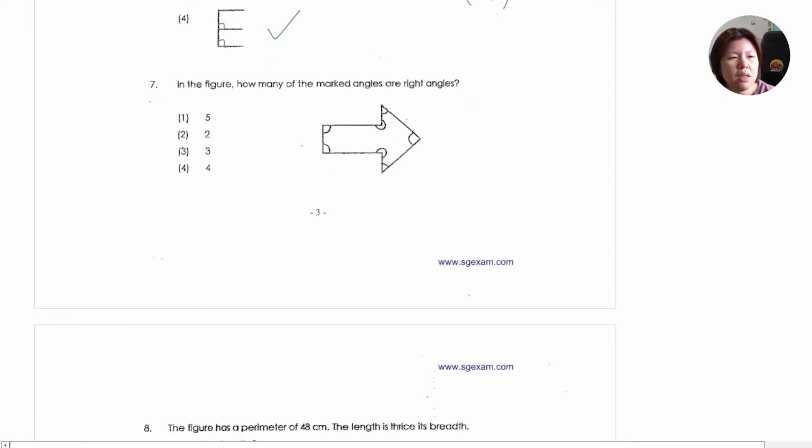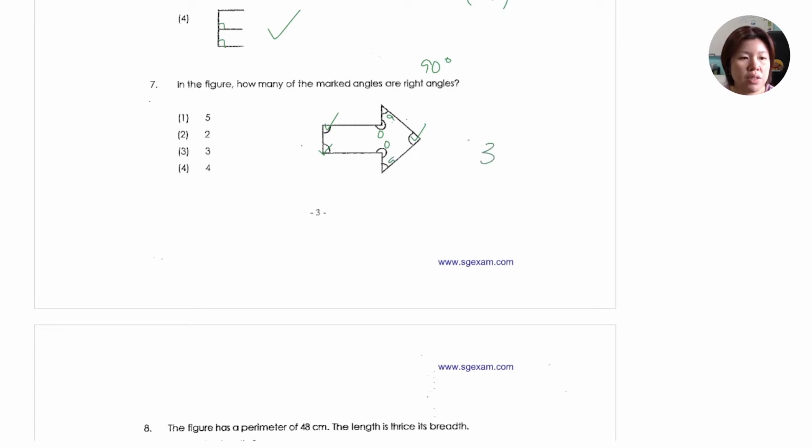Let's move on to the next one, number 7. How many marked angles are right angles? Right angles are 90 degrees. So 90 degrees, this is a rectangle. It's a 90 degree, 90 degree, and this one is a 90 degree. This one is obtuse, obtuse, and acute, and acute. So it's 3.